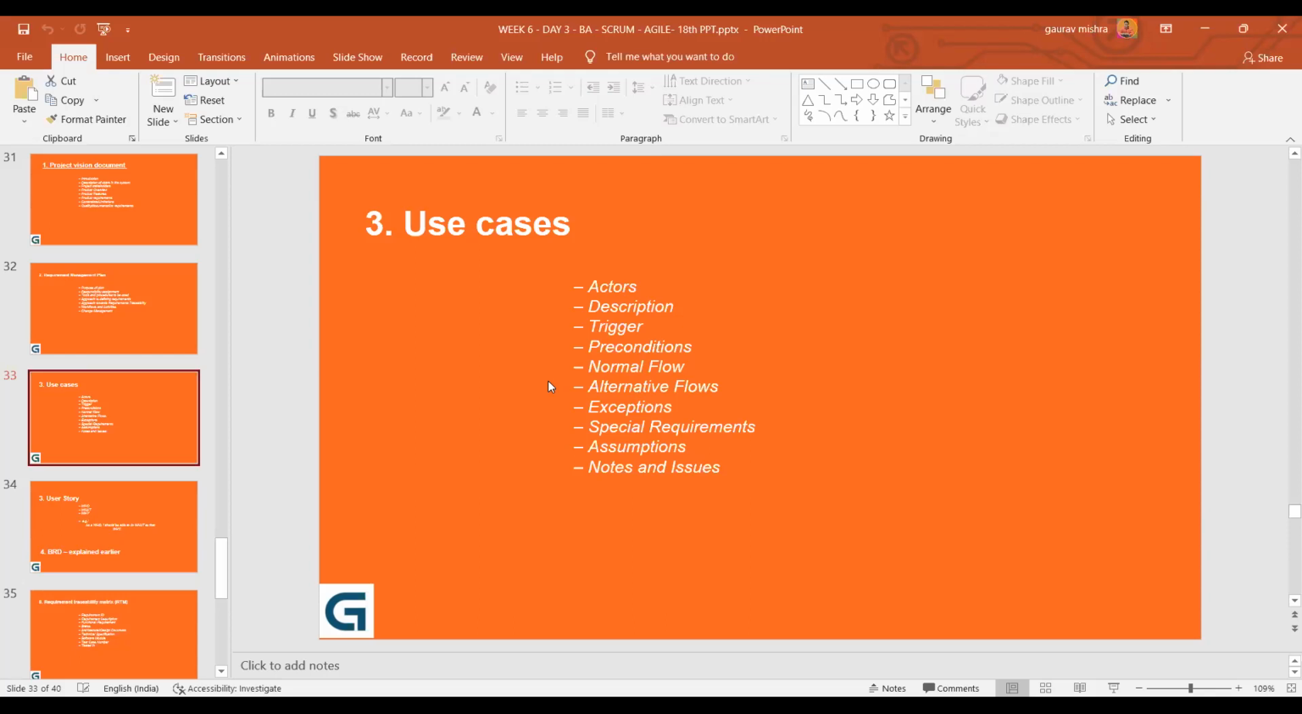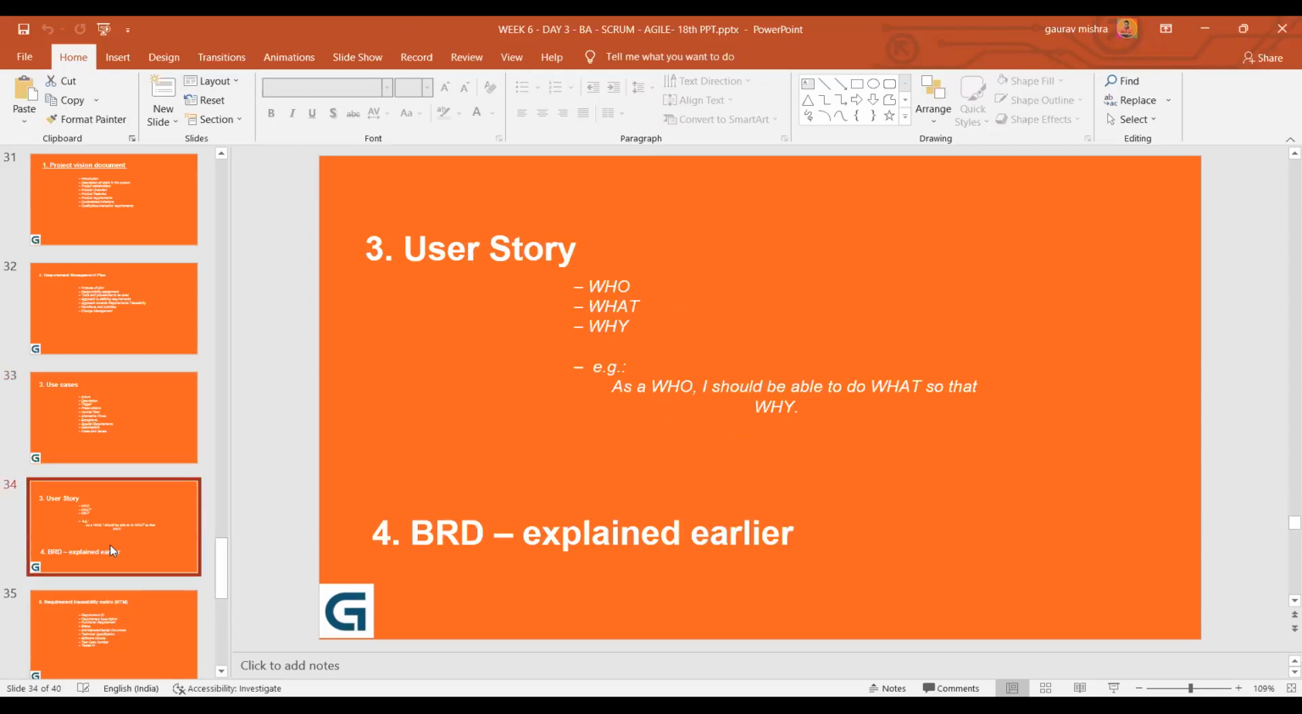Now comes the user story. A user story is nothing but a format of requirement. So it caters three things: who has to do, what has to be done, and why it has to be done.